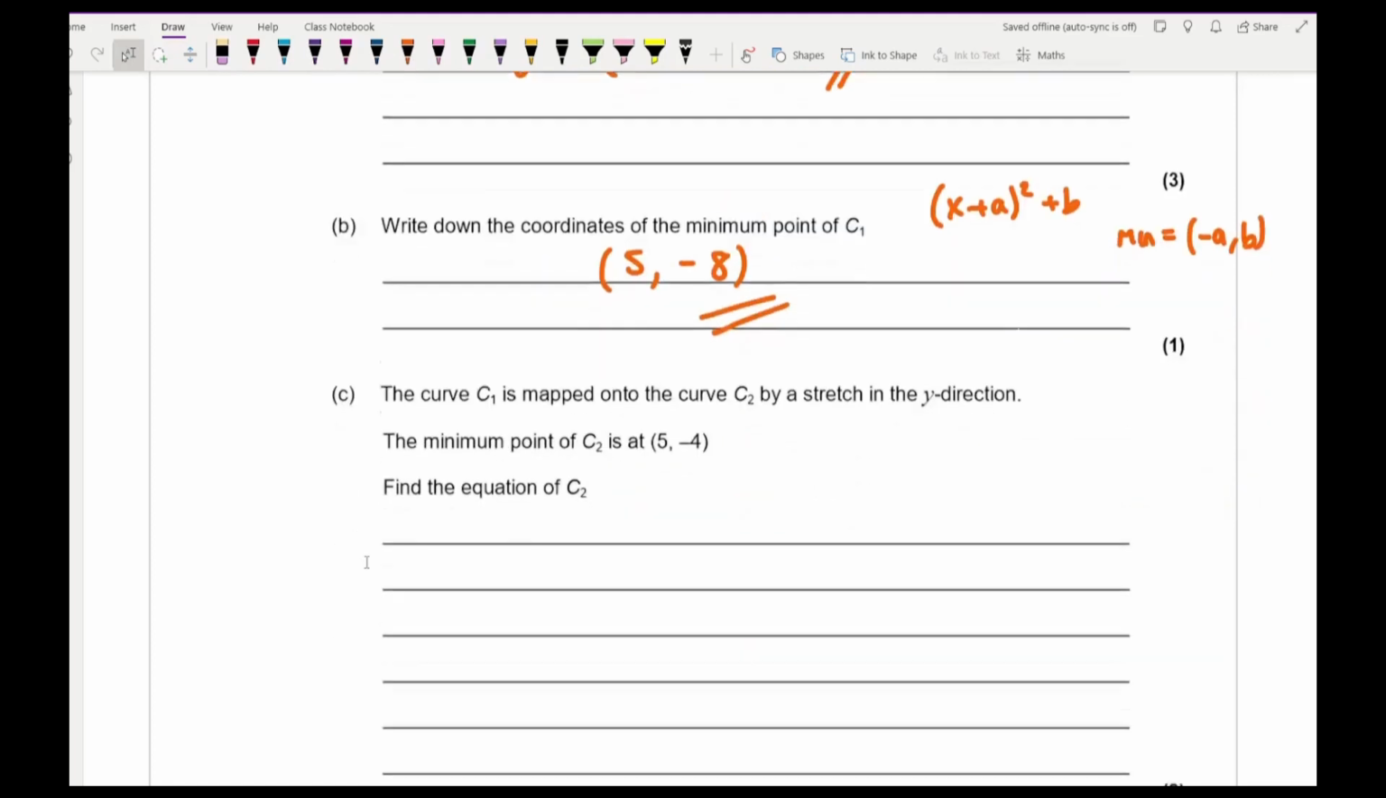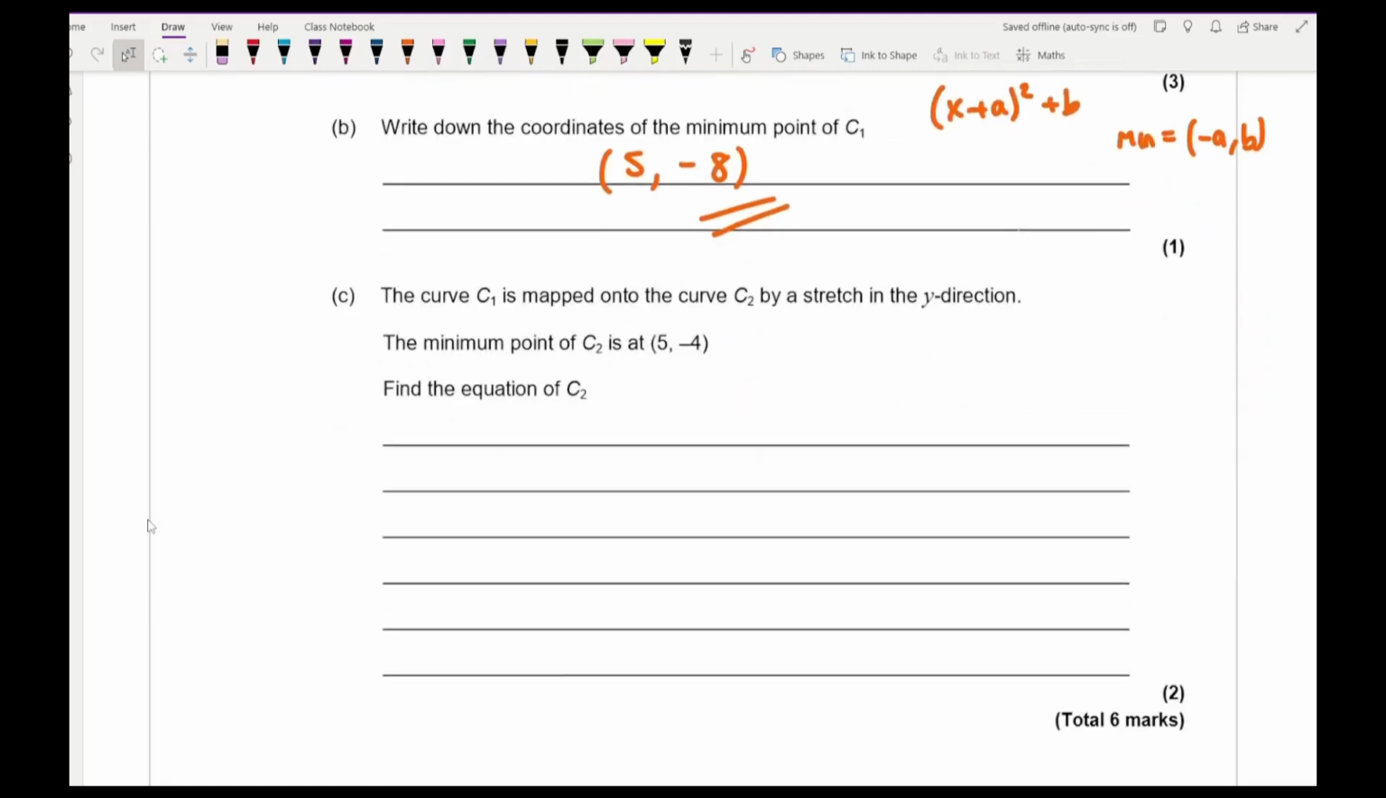For C, it then says the curve C1 is mapped onto the curve C2 by a stretch in the y direction. The minimum point of C2 is at 5, minus 4. Find the equation of C2. So here, if we had an original centre of 5, minus 8, and that's now been changed to 5, minus 4, then what we know is that that is a scale factor of a half.